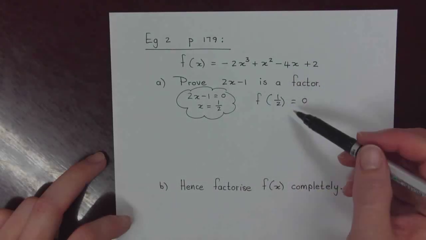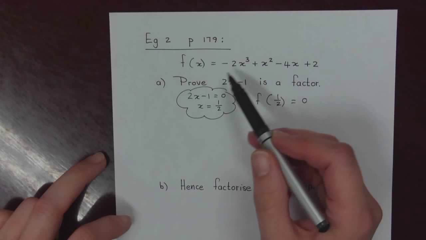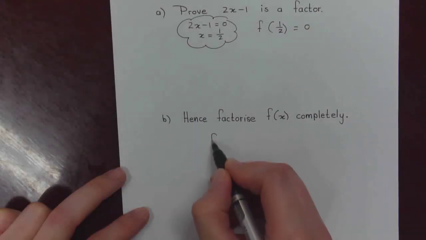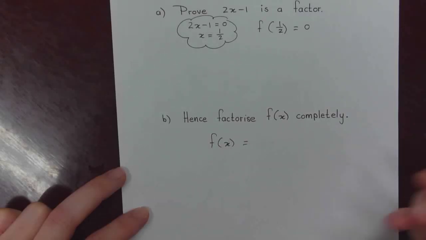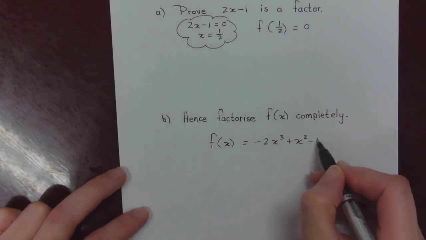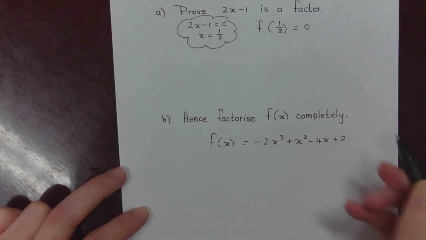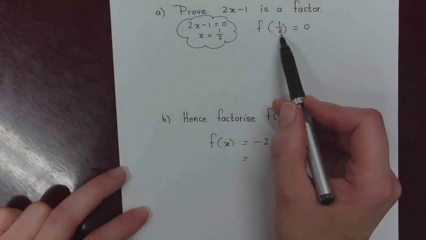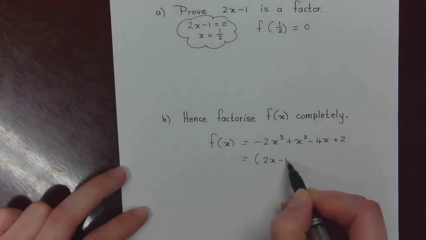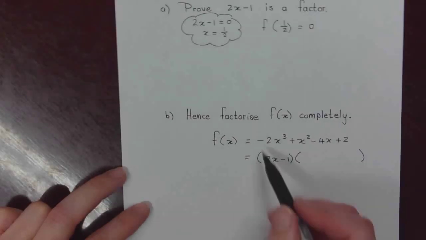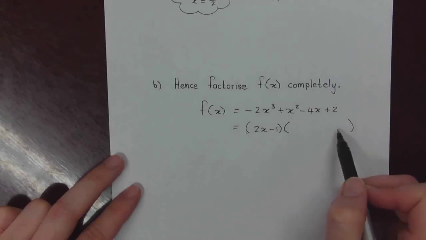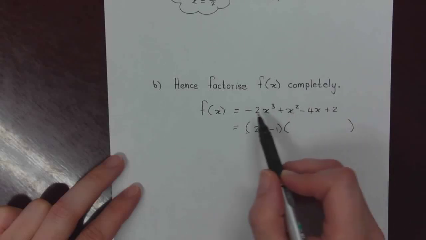Now what we're going to have to do is use this tip they gave you in order to factorize that f(x) completely. So my f(x) is equal to minus 2x cubed plus x squared minus 4x plus 2, just writing that one down. But I do know from this top one that 2x minus 1 is one factor. So now I'm going to say this binomial times that trinomial is going to be equal to that cubic polynomial.